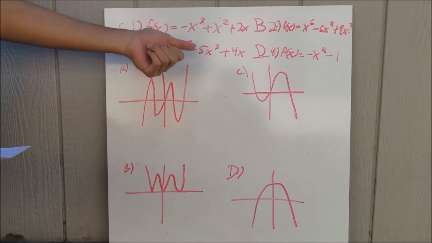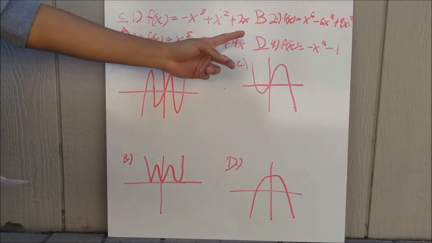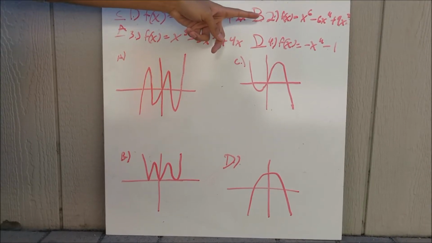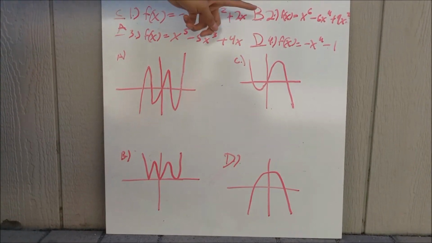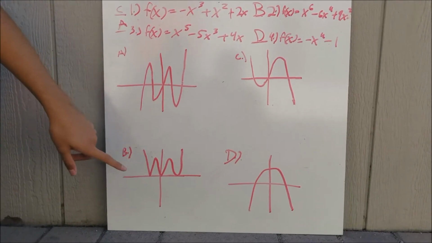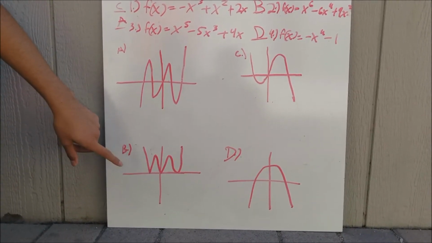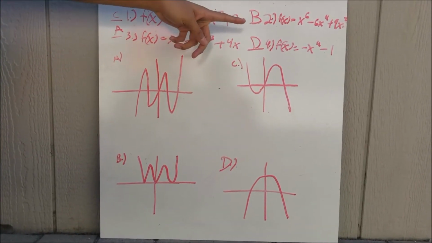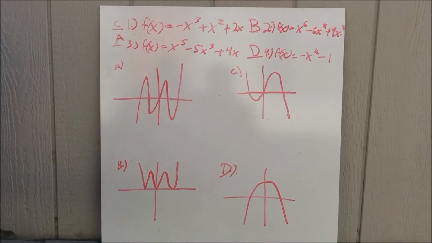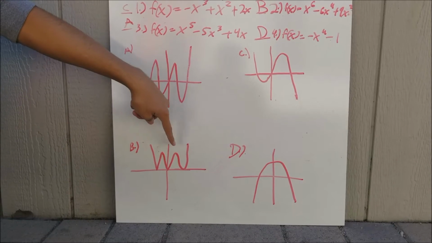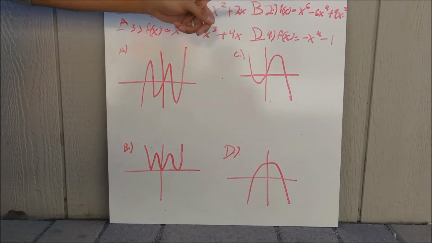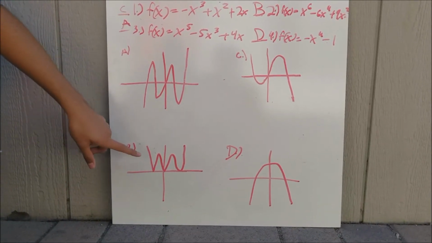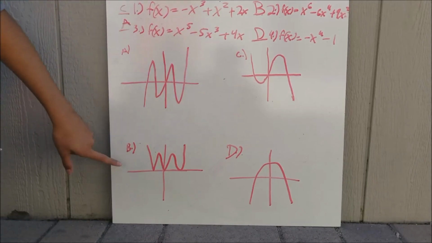For number 2, you're looking for, it's even and it's positive, so you know both arrows are going to be pointing up, and its degree is 6, so it's not going to be a normal graph. And the only one that fits the graph is B.